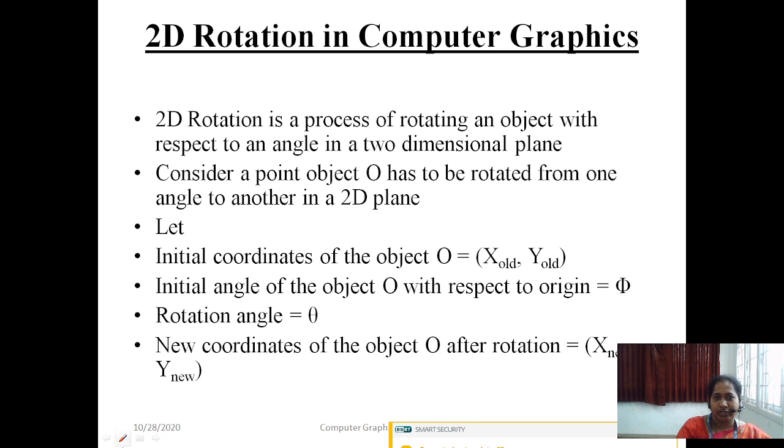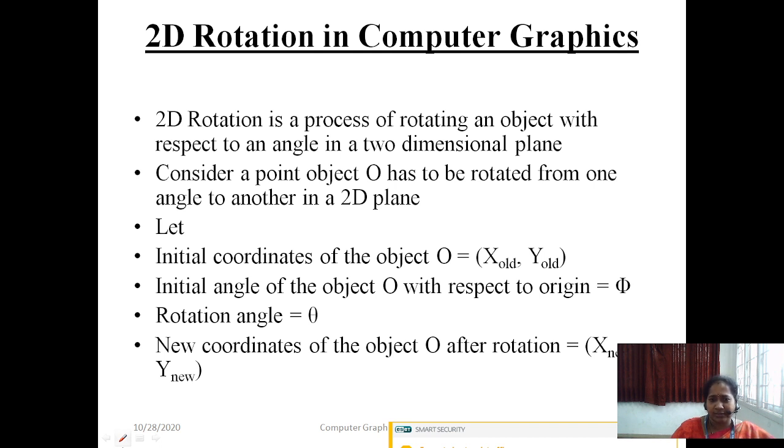Next, 2D rotation in computer graphics. In general, what is meant by rotation? Rotation is a process of rotating an object with respect to an angle in a two-dimensional plane. Based on the particular angle, we can rotate the object. It is a new object.